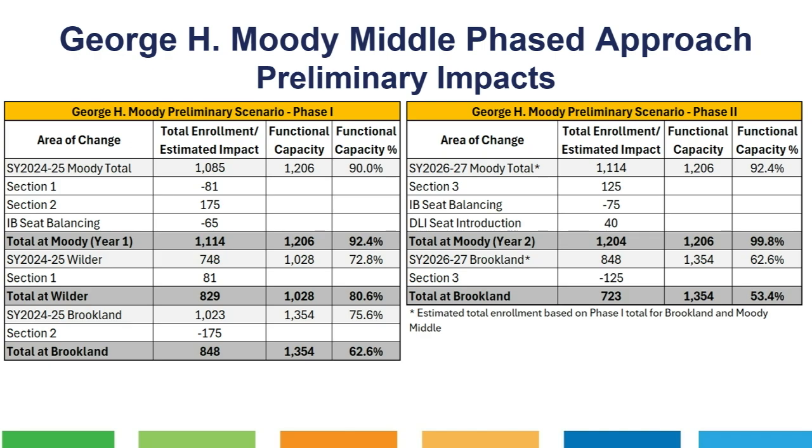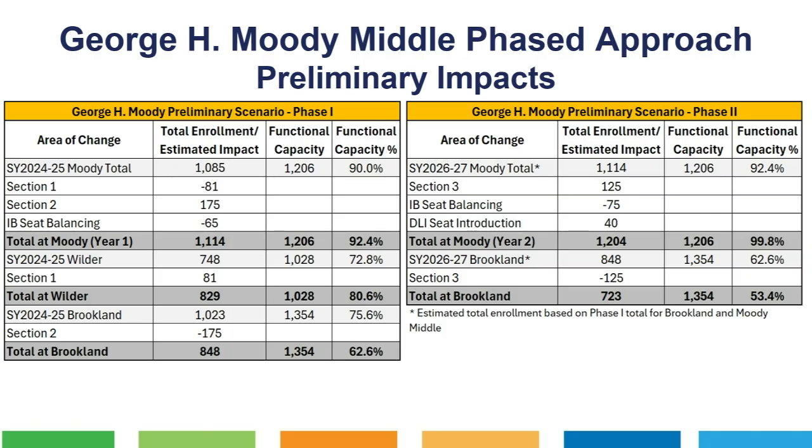For phase 1, which is assumed to be the 2026-27 school year, the chart reflects sections 1 and 2 moving in their respective areas, with a continuation of the IBC shifting from Moody to Tuckahoe Middle. This brings Moody to 92.4% functional capacity, Wilder to 80.6%, and Brooklyn to 62.6%.